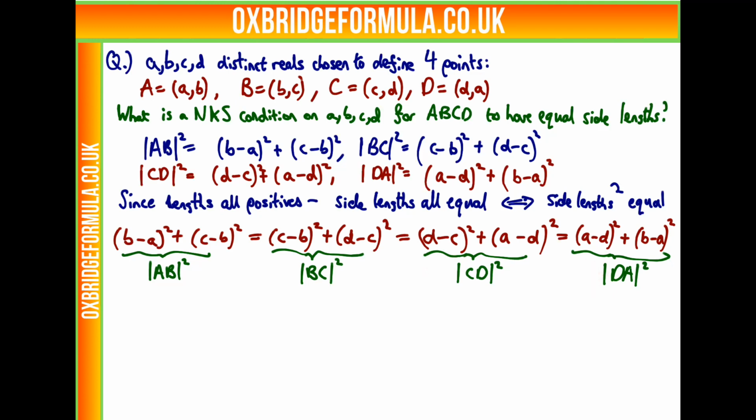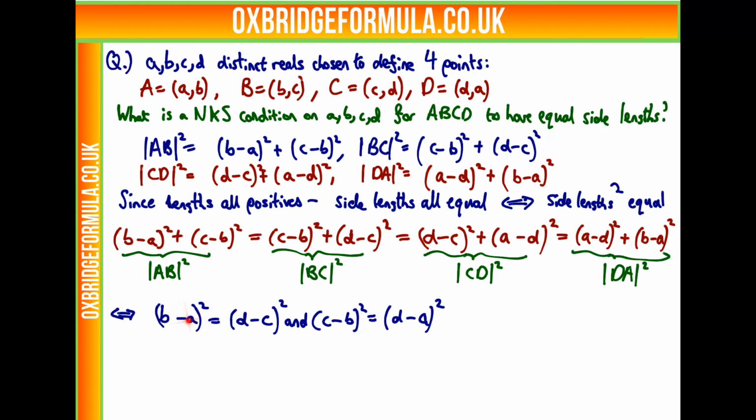So let's examine what conditions we need, maybe working left to right. For this equality to hold, we see that these two cancel out. So we need B minus A all squared equal to D minus C all squared. And now looking at this one, we see that this term and this term cancel out. So we need C minus B all squared equal to A minus D all squared. Now looking at these two terms, we see that these two cancel, which means we need D minus C all squared equal to B minus A all squared.